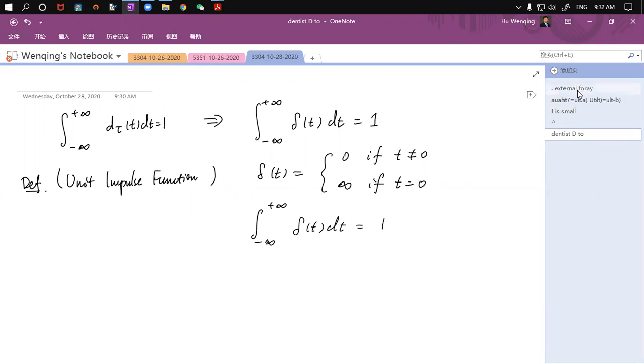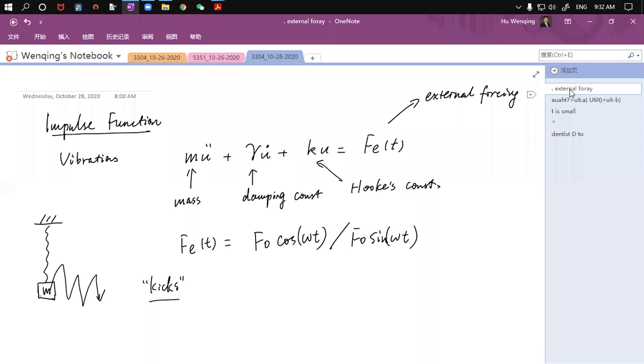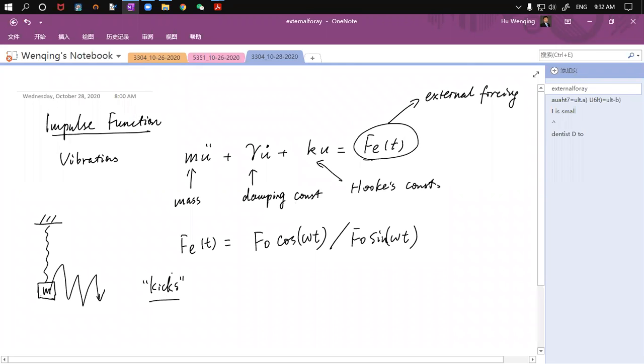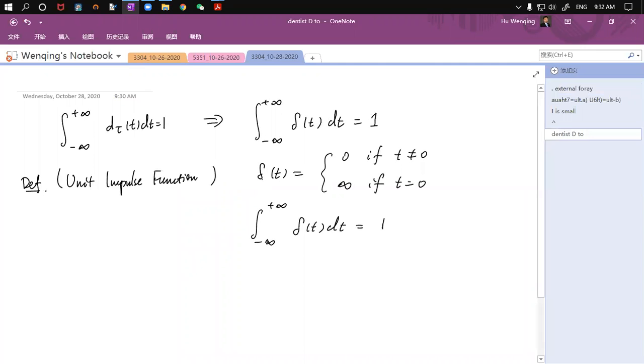So now let's come back to the initial question that we started this lecture with. We want to model vibrations, and we want to model the external forcing of the vibration as kicks. So now we have a good candidate for the kicks. The kicks are going to be modeled as an external forcing, F0, the magnitude, multiplied by delta of t. So what does it mean? It means it's F0 times the unit impulse. So the impulse happens at 0, it means the kick happens at 0.